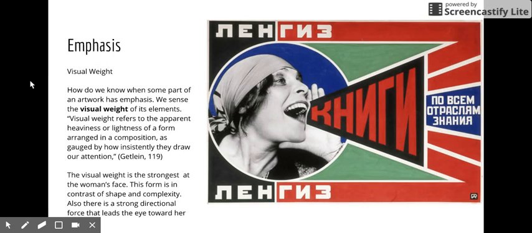This form is in contrast of shape and complexity. Anywhere else in the image, there's nothing that looks figurative. There's nothing that looks like a woman's face. And so it stands out because of that. Also, there is a strong directional force that leads the eye toward her mouth in particular. So you've got this movement here, this organization of geometric shapes that create a big arrow.